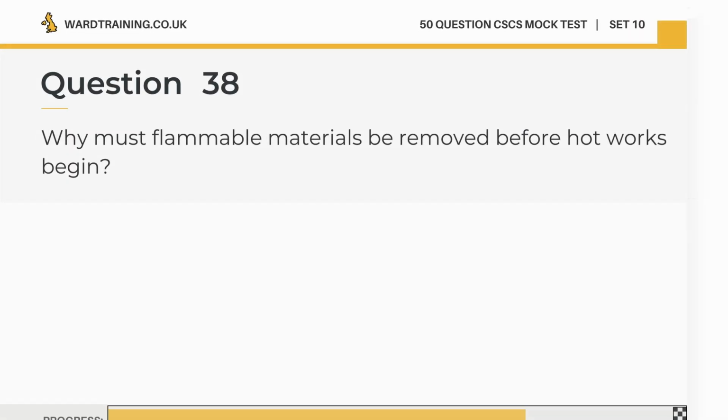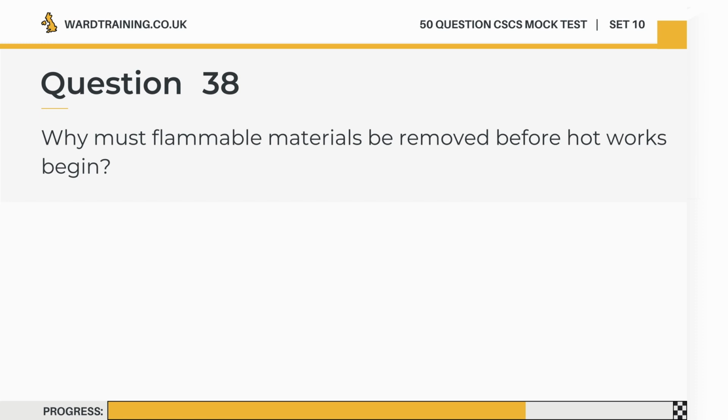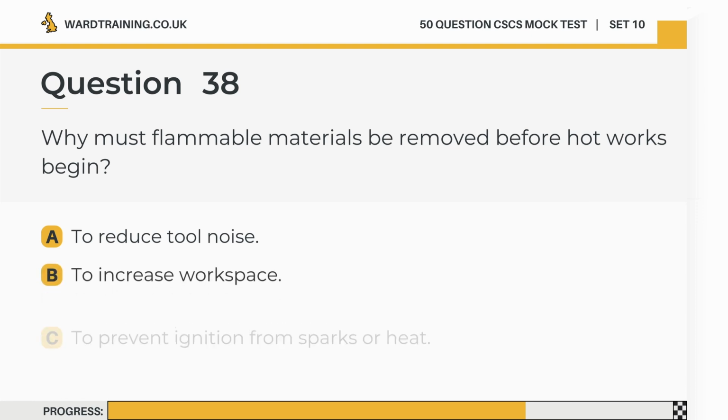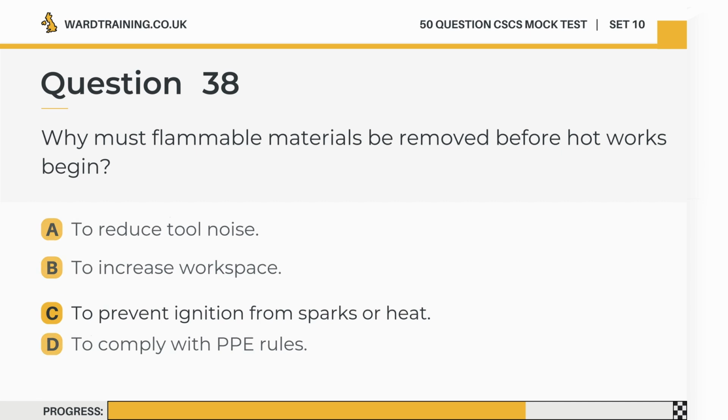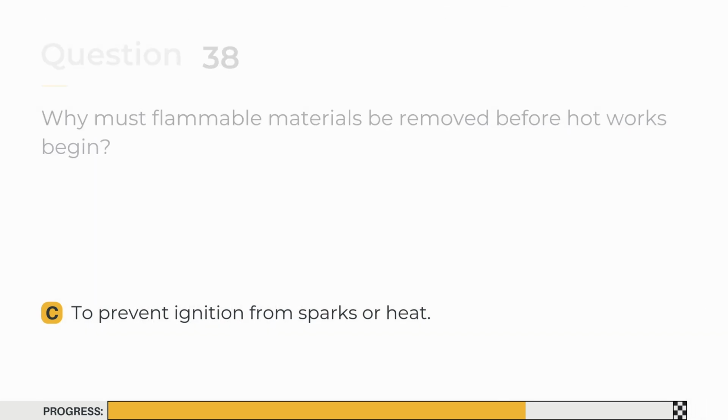Question 38. Why must flammable materials be removed before hot works begin? A. To reduce tool noise. B. To increase workspace. C. To prevent ignition from sparks or heat. D. To comply with PPE rules. The correct answer is C. To prevent ignition from sparks or heat.